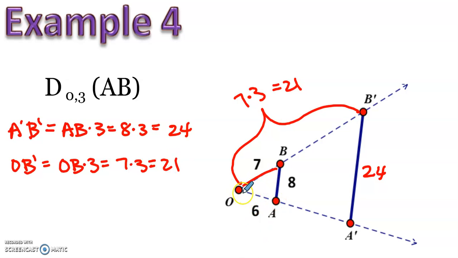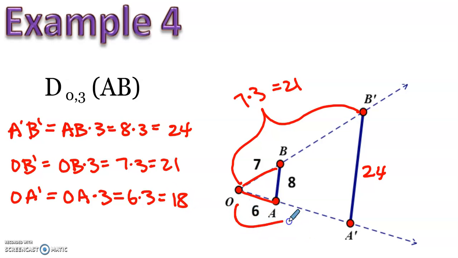Okay, similarly over here from O to A, I have 6, so if I want to find from O to A prime, I would take O to A times 3, or 6 times 3, which is 18. So I know this right here is going to be 18. Similarly, I could find from B to B prime then. Think about segment addition. I know the whole thing is 21. This portion is 7. So 21 minus 7 is going to give me 14.